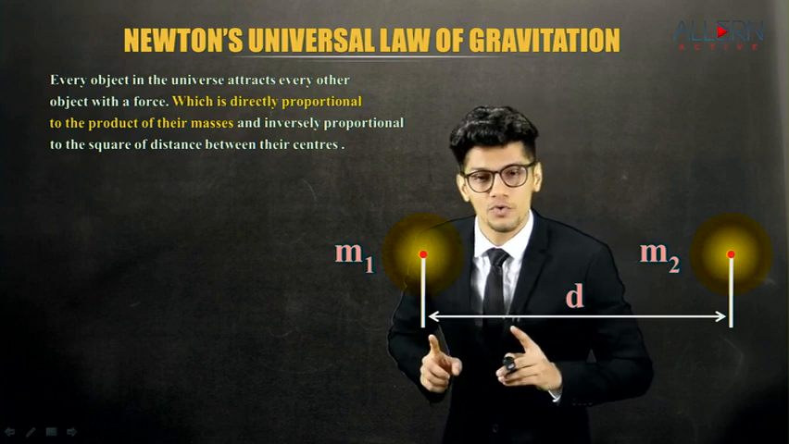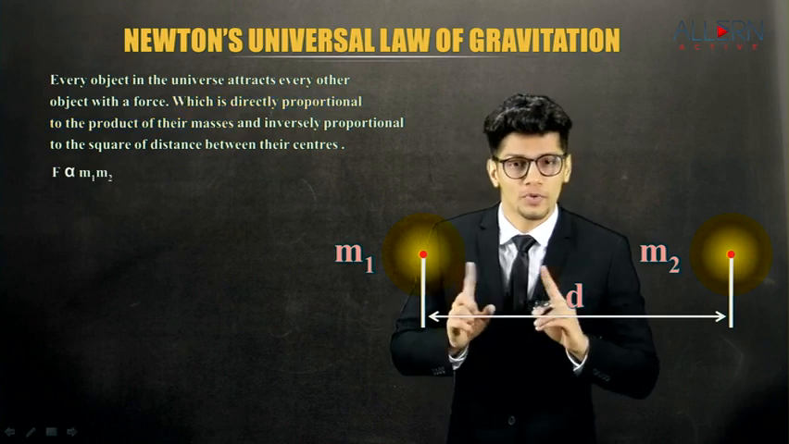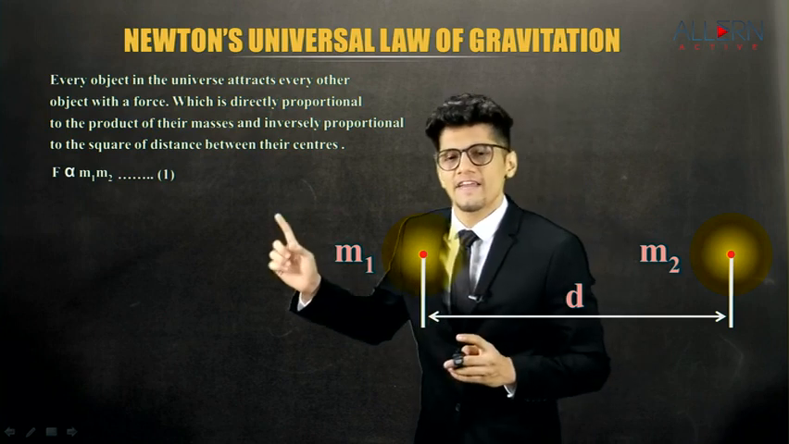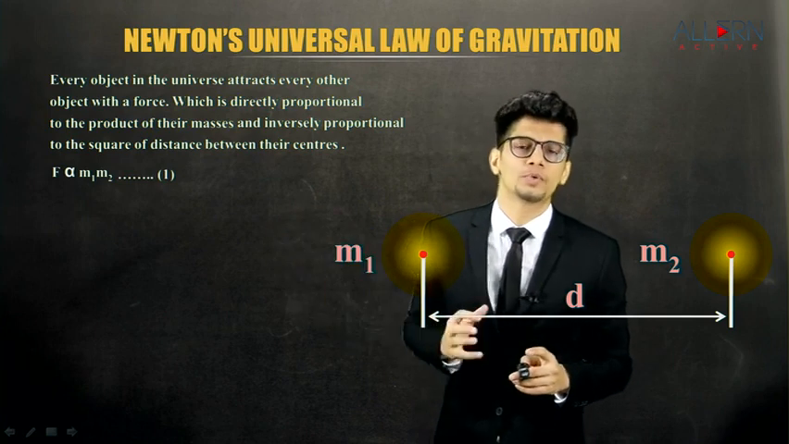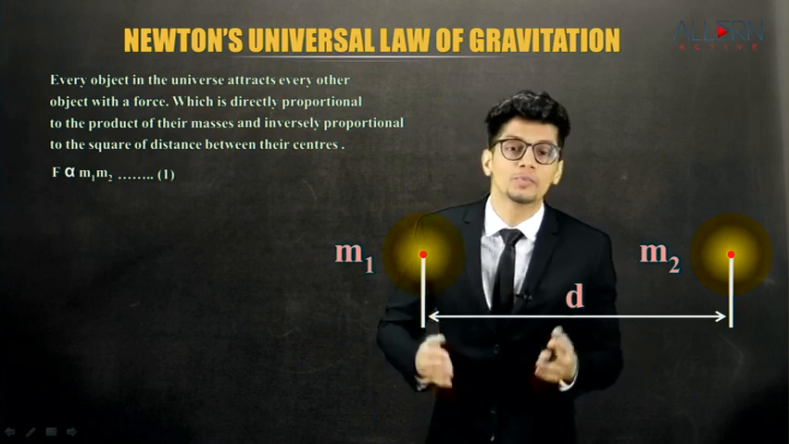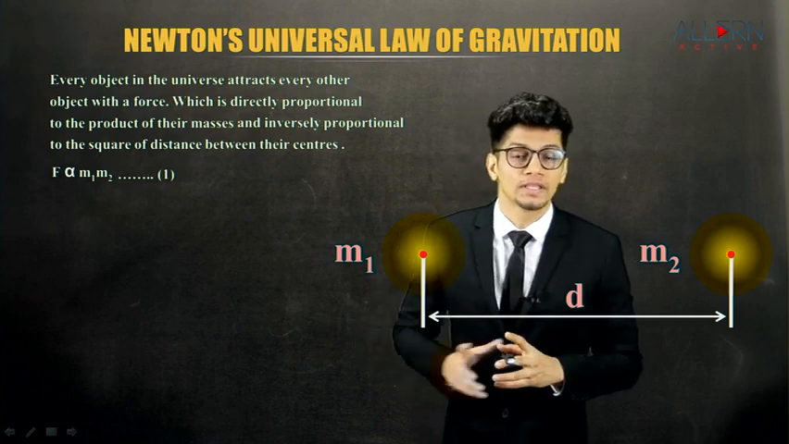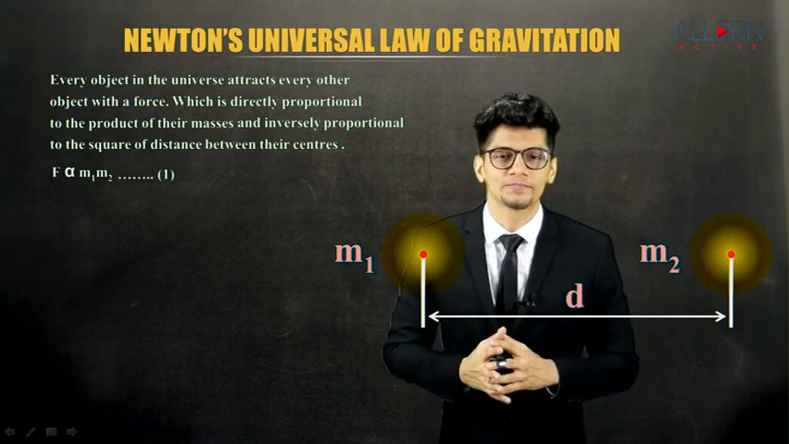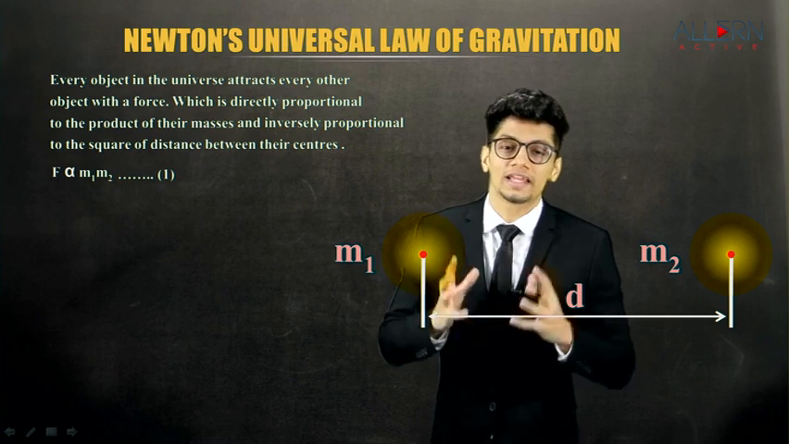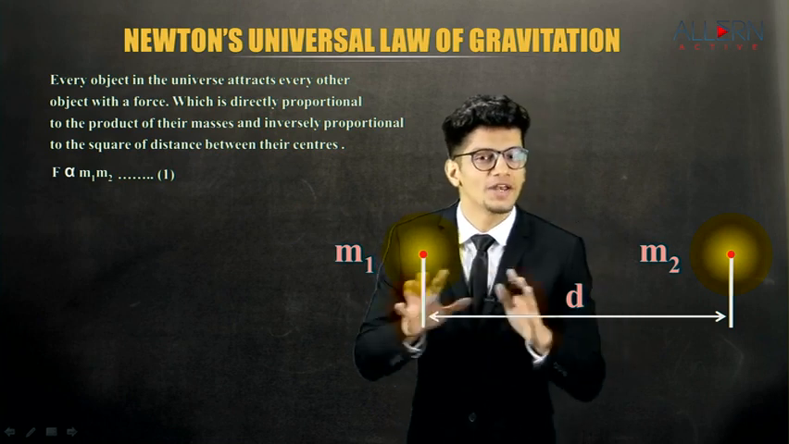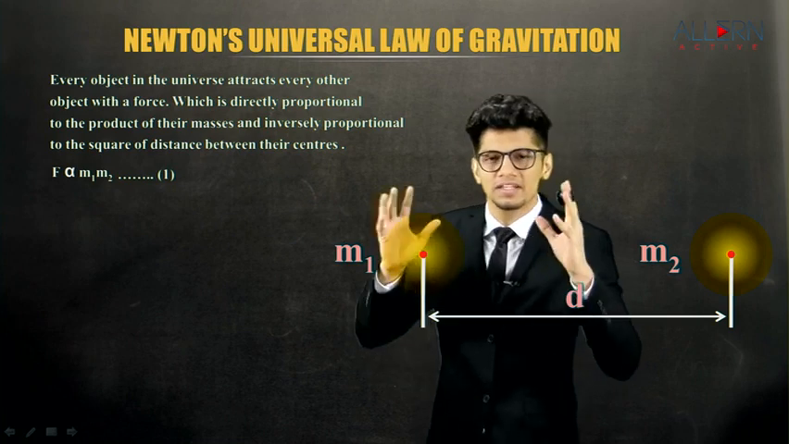Now since force is directly proportional to the product of their masses, we obtain this equation or expression as F alpha m1 into m2. F means force, alpha means directly proportional, and m1 into m2 means product of their masses. Now this particular expression is of utmost importance. This expression gives us the idea as to why we get attracted towards the earth and not the objects around us. Let us try and understand.